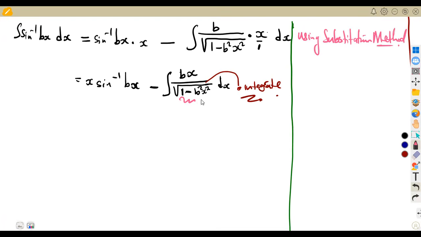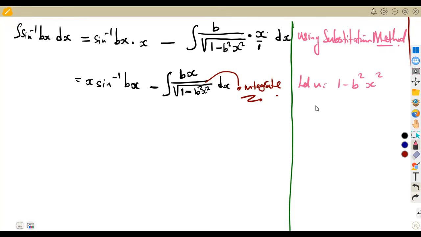Let us just choose this to be our u. It's going to be easier that way. Remember your substitution method, because we want something that is going to cancel with bx, and we have some strong feeling that the b and the b there will cancel. Remember, b is a constant. So x there will cancel somehow. Okay, let's do that. Let our u be equal to 1 minus b squared x squared.